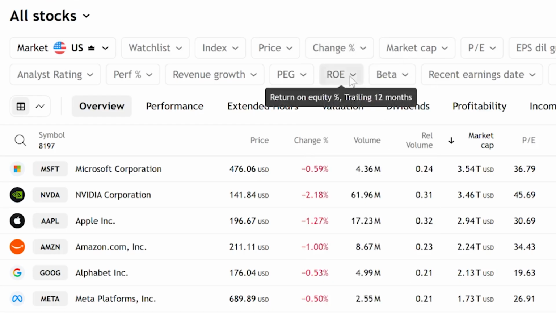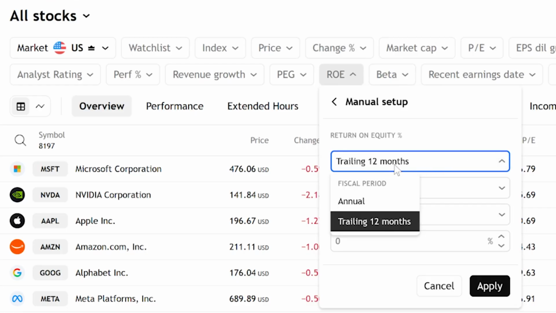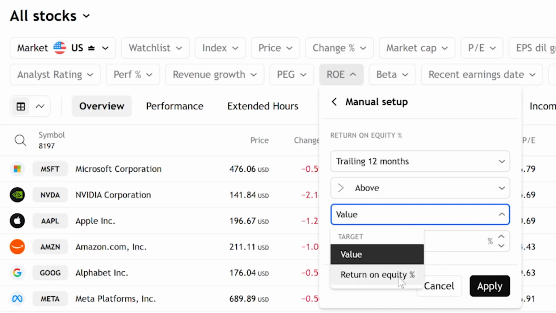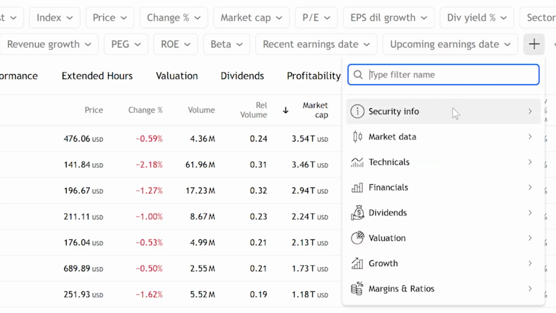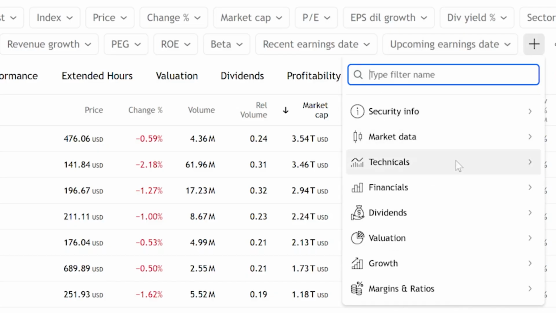The other thing here is that you can actually manually change any of these filters. So you can look at, for again, return on equity, annual or trailing 12-month fiscal periods. You can set different logical conditions, as well as enter your own values or even percentages. So the most popular filters here are shown by default, but of course TradingView has a lot more. So you can dive into any of these and see there are just hundreds of filters here available.